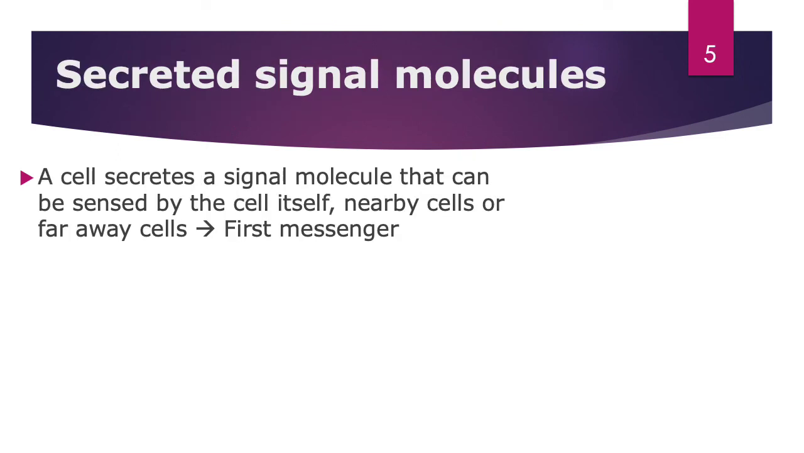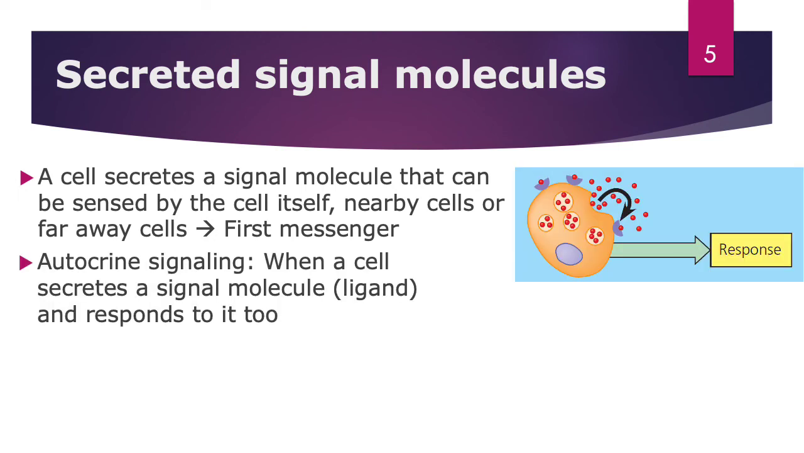We can also have ligands that are secreted by cells. When a cell secretes the ligand, it can be sensed by the cell itself, or by cells that are nearby or around, or by cells that are far away from the cell that is secreting the ligand. When you have a scenario where a cell that secretes the ligand also has receptors to bind to the ligand and hence responds to the ligand, such a signaling mechanism is called autocrine signaling.